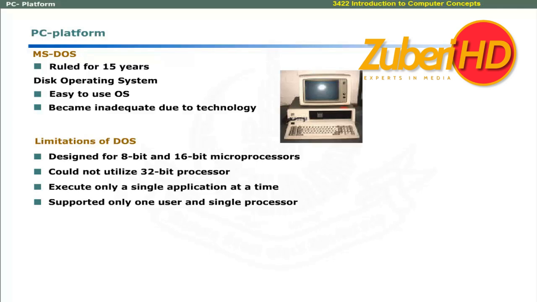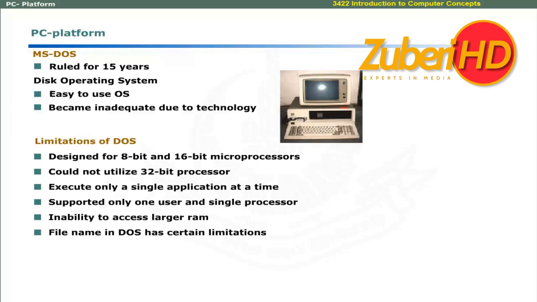Another critical limitation of DOS was its inability to access larger RAM. It could only recognize 640 kilobytes of RAM. Additional software was required to access memory beyond this limit. The file name in DOS has certain limitations. DOS provides command line interface. Users started switching to other operating systems with the introduction of GUI by Apple computers.